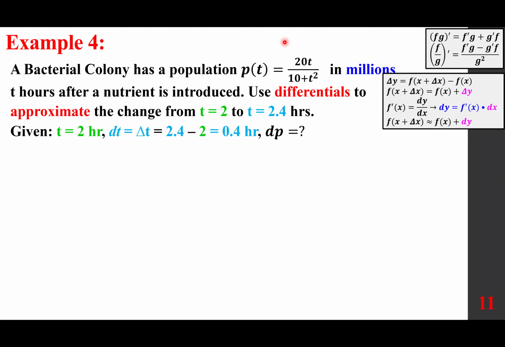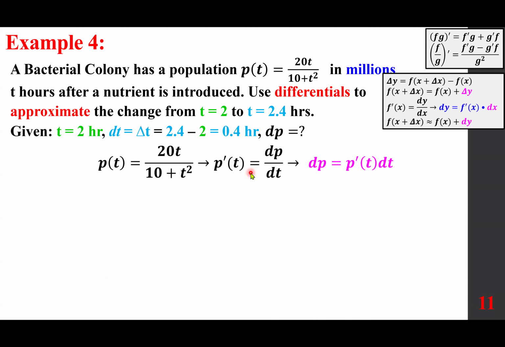Well, here's P of t. If we find P prime or dP/dt, then dP would be what we get times dt according to this. So we are going to say P of t is this, P prime is dP/dt, and we want dP, which is the product of these two.